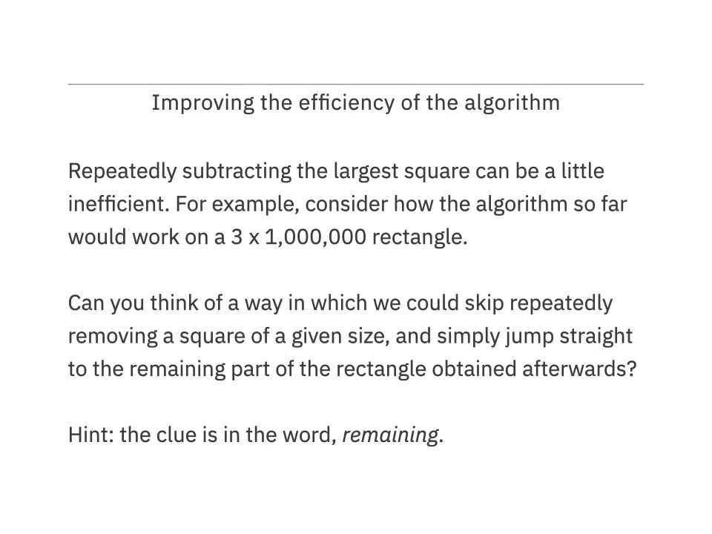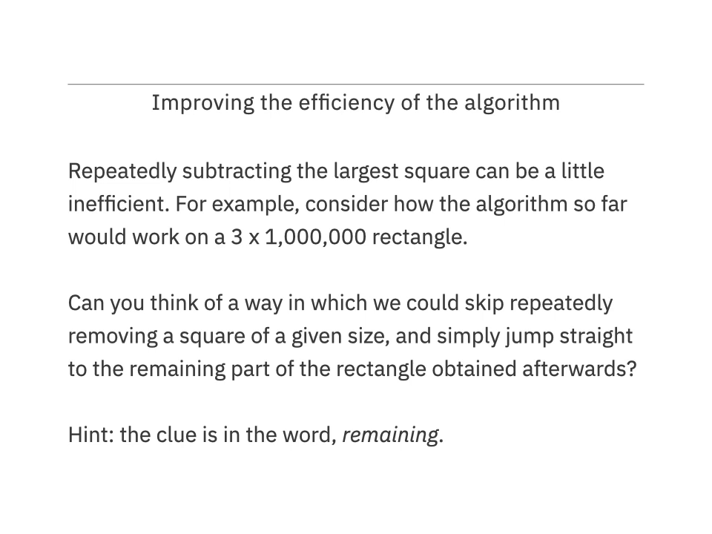Okay, so we have a pretty efficient algorithm, but I think we can improve it even further. For example, think about how the algorithm we have been discussing would work on a rectangle with a height of 3 and a width of 1,000,000. It turns out that the biggest square that fits exactly into this rectangle is the unit square. But how many steps would the algorithm take to reach this answer?